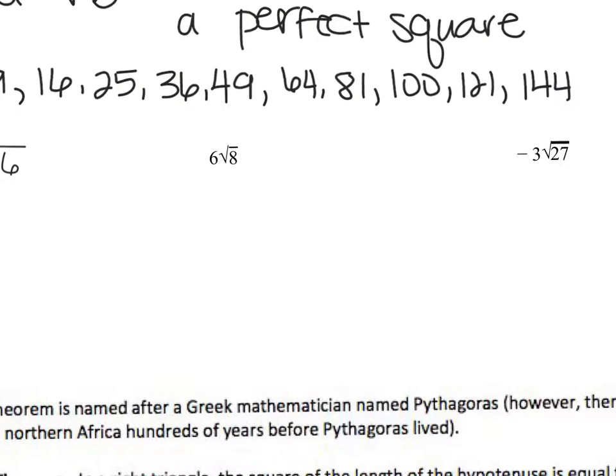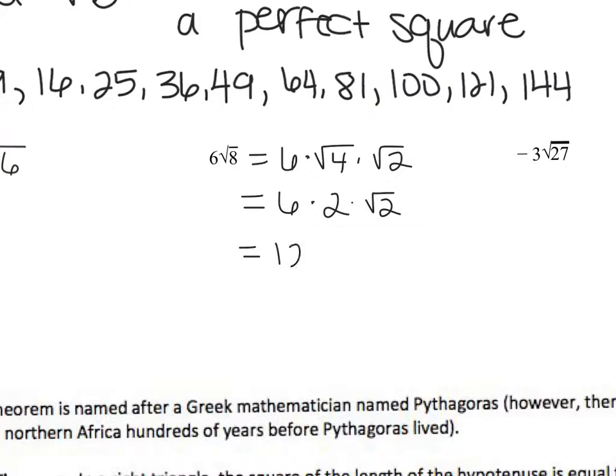So we're looking at 6 times the square root of 8. We want to break down 8, which is the square root of 4 times the square root of 2, but we still have the 6 out in front that's multiplying. The square root of 4 is 2, so it's 6 times 2 times the square root of 2, and 6 times 2 is 12, so we end up with 12 square root 2. Anytime there's a number already outside a square root, when you simplify that square root, you have to multiply it by the number that's there.